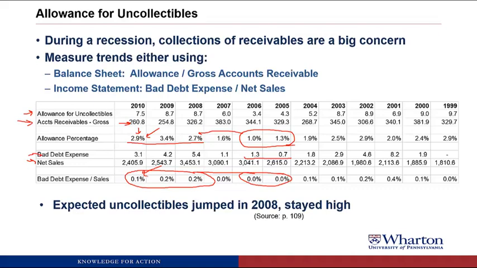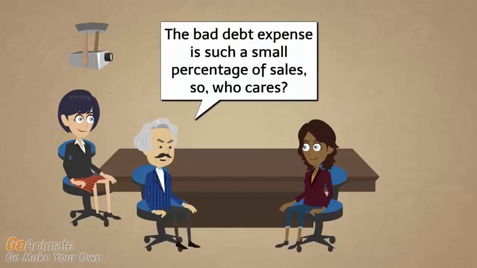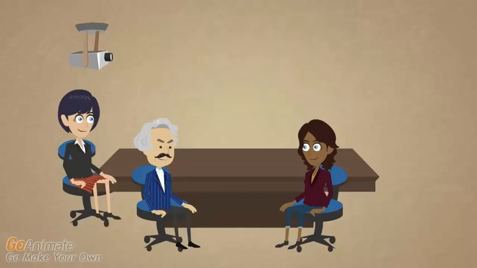Normally, I would be skeptical of that. I actually don't think that's the case in Vulcan's situation because they had a loss anyway, so it didn't really help them. So I think this is probably legitimate good news that they're expecting collections to improve in 2011, 2012. The bad debt expense is such a small percentage of sales. So, who cares? Well, I care. That's why I brought it up.